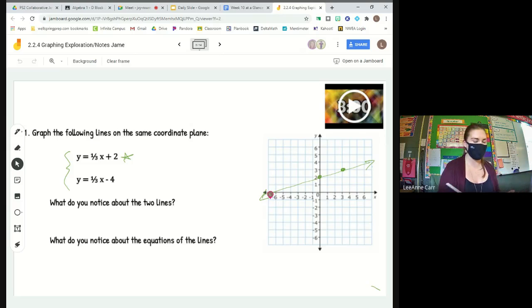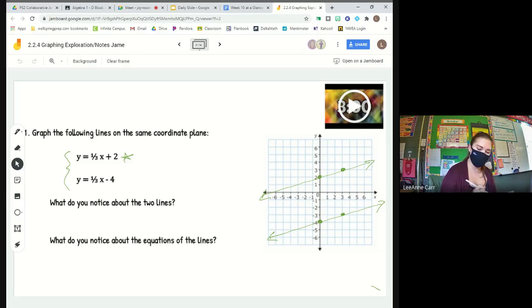Our second equation is at negative 4. So there we put a dot at negative 4, and then we still go up 1 and over 3. And it looks like this. All right, now hopefully you were able to make some observations, and I'd like to hear from both my in-class and my virtual people. So let's start off with, what do we notice about our lines?